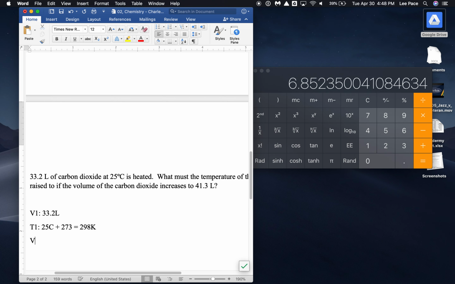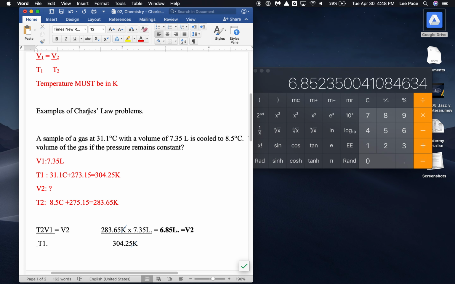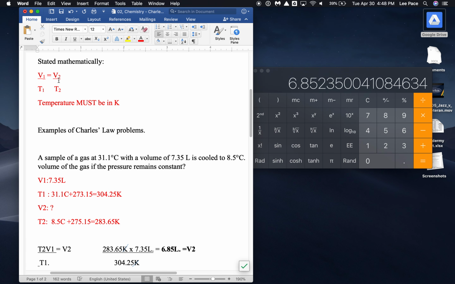And V2, what did we do? We expanded the container, made the container bigger. So that's 41.3 liters, and T2 is, we don't know. So I'm going to take that formula right there and solve it for T2. Oh, nice. We've got to solve for the guy in the denominator.